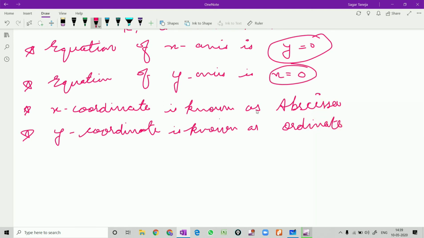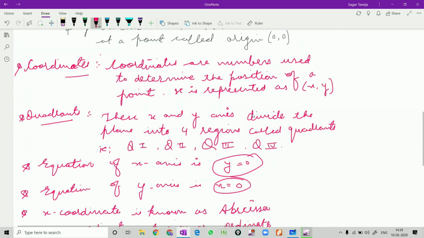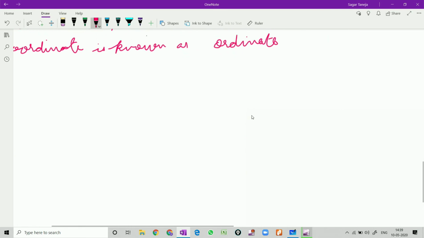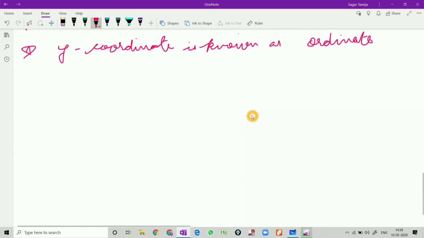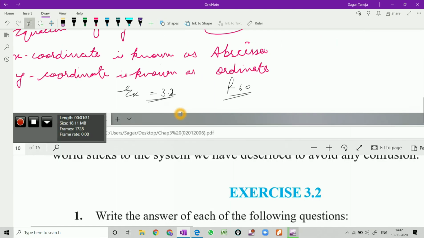Just learn these two terms also, add this to your knowledge, and now we can start with the exercise. In exercise 3.1 there are questions that there is no need to do in the notebook. This is just a kind of activity question, so we are doing exercise 3.2 in the notebook. So we are starting with exercise 3.2. From there we can start this chapter. Just take out your book, exercise 3.2, page number 60. So let's start with the exercise.